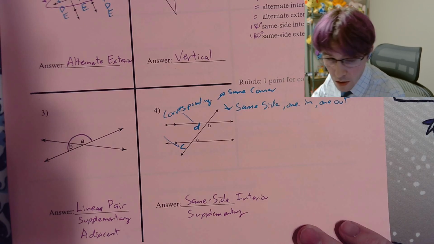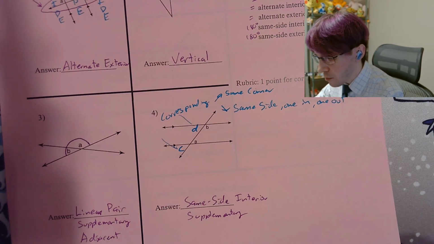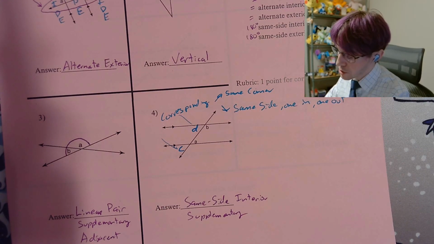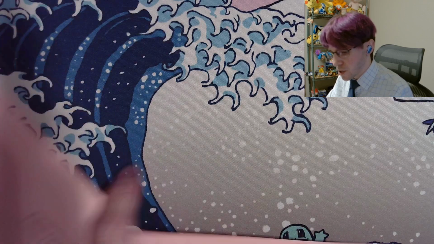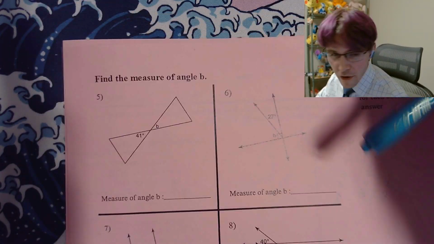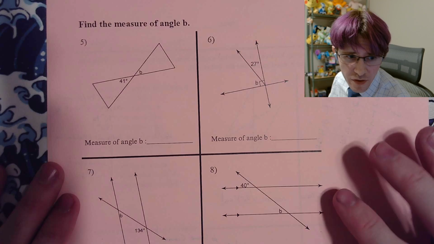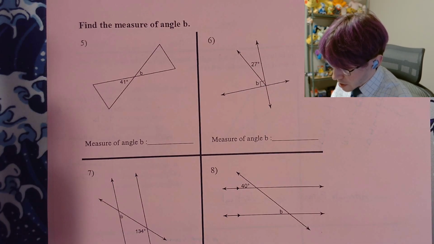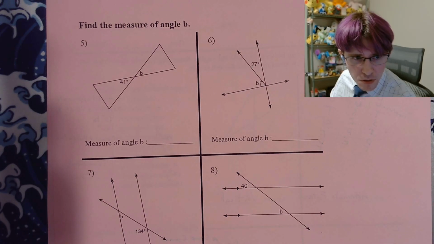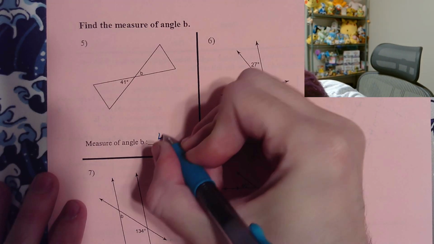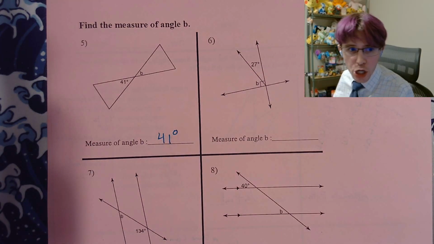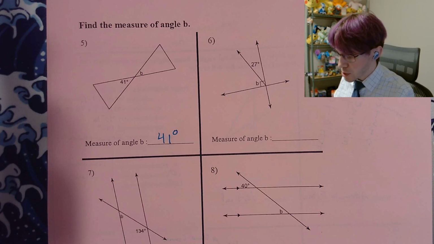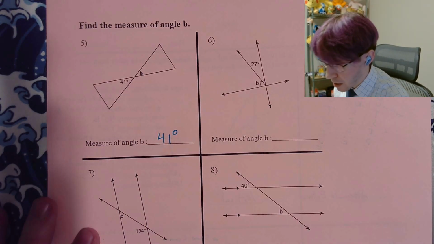Let's move on to the harder questions, the ones that have actual math involved instead of just vocabulary. Okay, so here we go. We're on to question number 5, finding the measure of angle B. They're on opposite sides of the cross. They are vertical angles, and therefore they are equal to each other. That is the whole problem. You're done. They're equal. Super simple. These two have to be the same.